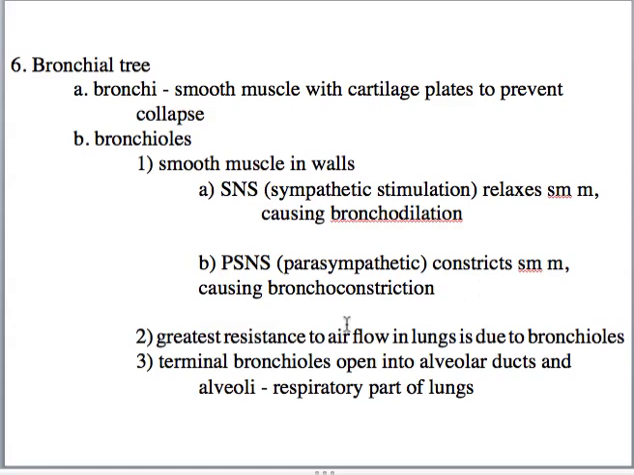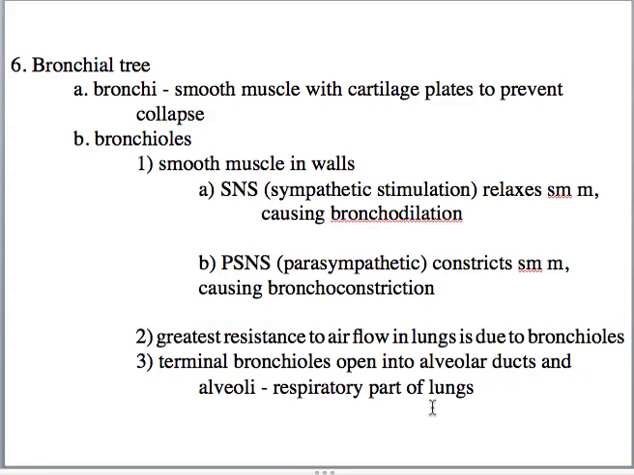The greatest resistance to airflow in the lungs is due to the bronchioles. Remember the arterioles we talked about, those are also resistance vessels, and that's where the greatest resistance to flow is when they're constricted. There's a lot of resistance, and that helps build up the pressure. Well, in the airways, the bronchioles are where you have the greatest resistance to airflow. So opening the bronchioles a little bit will very much open up your airways and improve the amount of air that's able to pass. And then we have something called terminal bronchioles that will open into alveolar ducts and the alveoli.